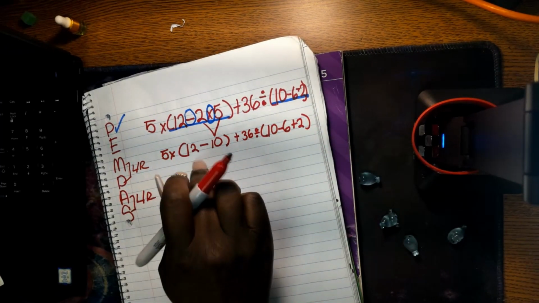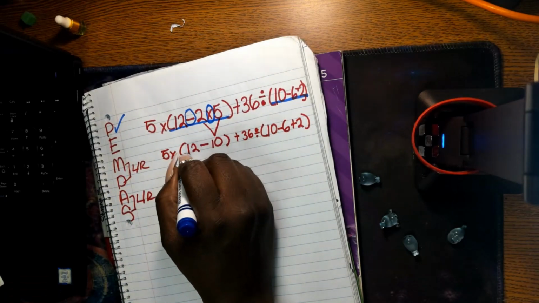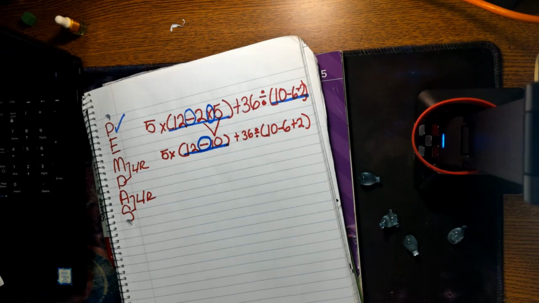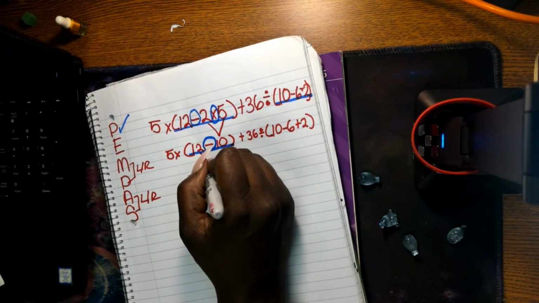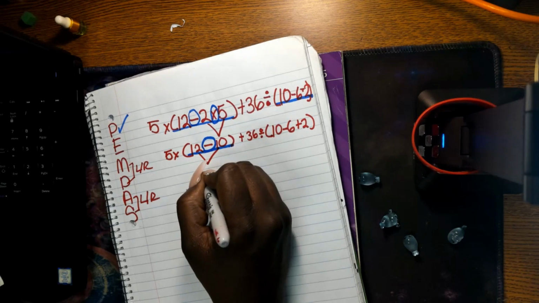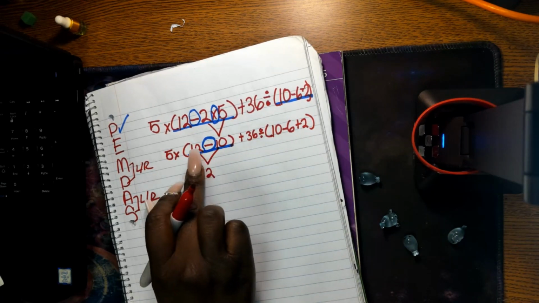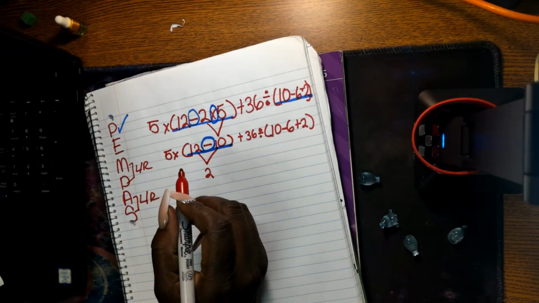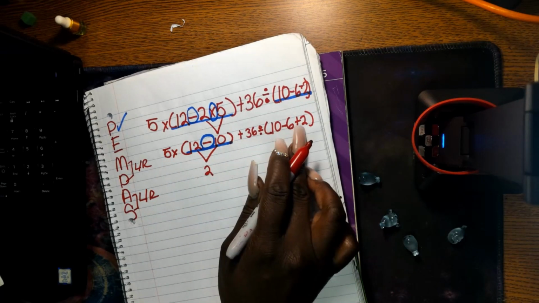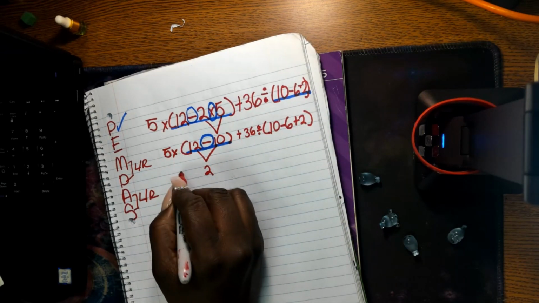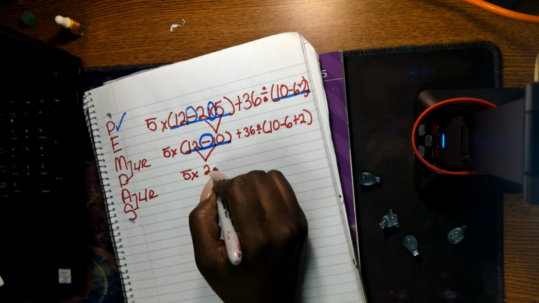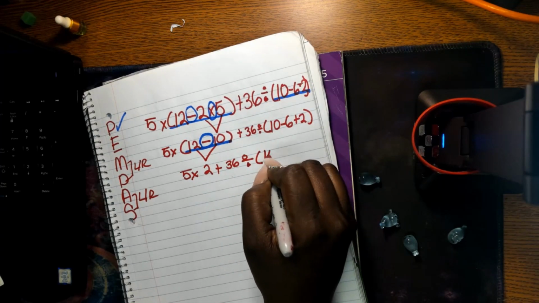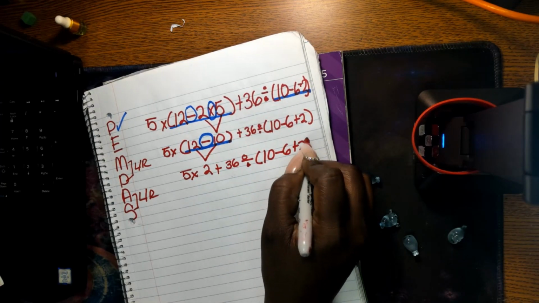Okay. Now I'm still dealing with this first parenthesis, so I'll turn it blue again. So the only operation now I have is subtraction. So I'm going to draw a caret and evaluate this. 12 minus 10 is going to leave me 2, which means that I've done every operation inside of my bracket. I no longer have brackets. So then I drop down everything else that I did not touch. So I did not touch the 5 times, and I did not touch the plus 36 divided by 10 minus 6 plus 2.